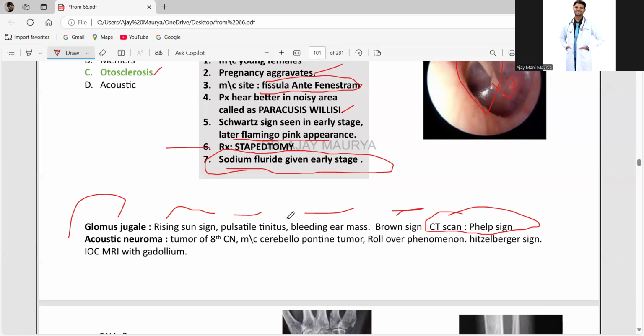This is the rising sun sign. If you see this sign in the question, the rising sun sign is glomus jugulare, and pulsatile tinnitus is also glomus jugulare.